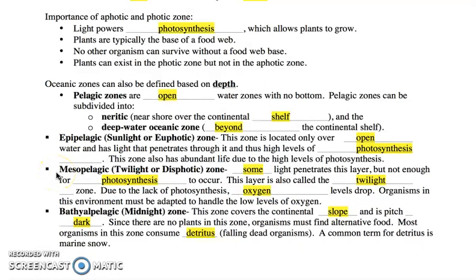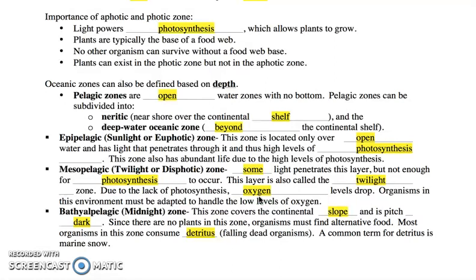Just below that is the mesopelagic. Meso means middle, and again, pelagic means open, so this is the middle open layer. You may also see the term twilight, so this can also be called the twilight zone. Some light is penetrating this area, but there's not enough light for photosynthesis. Because there's very little photosynthesis, there's going to be very little oxygen. There's no plants to produce the oxygen.